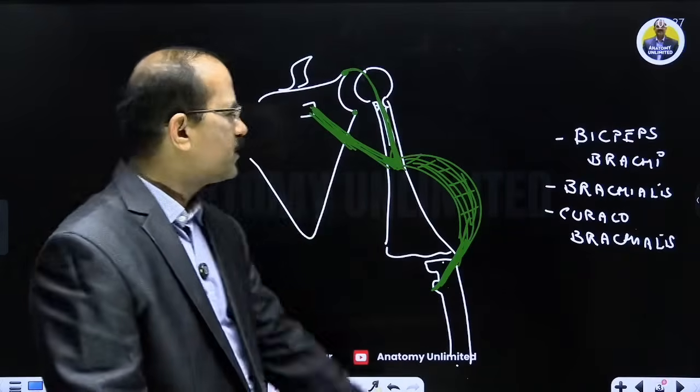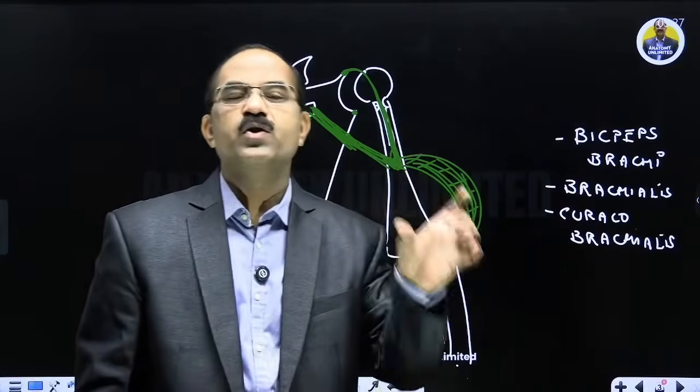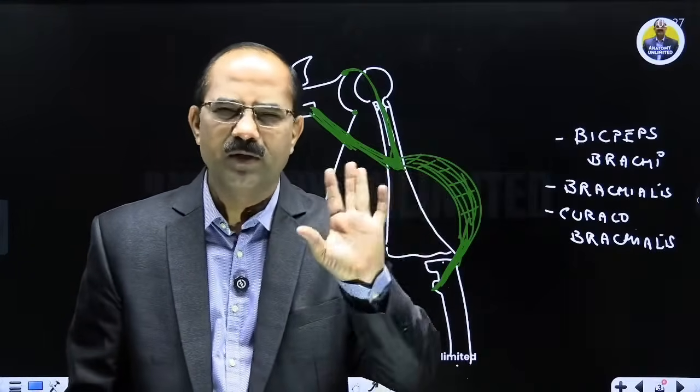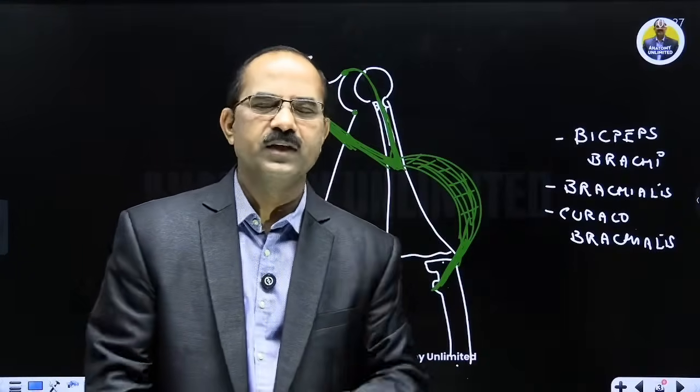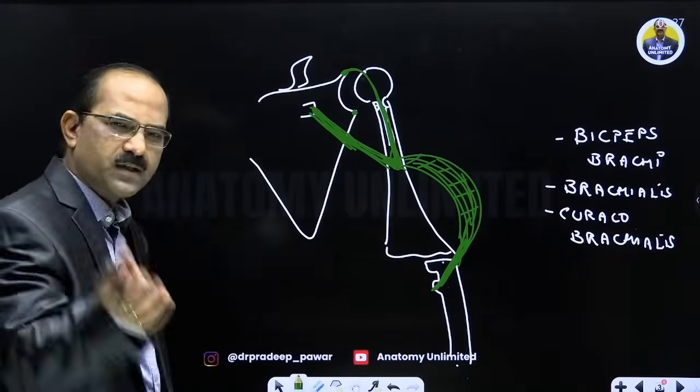That's about the biceps. नर्व सप्लाई क्या है इसका? मस्कुलोक्यूटेनियस नर्व. We'll see to it. अभी इसके बाद देखते हैं मस्कुलोक्यूटेनियस नर्व. ठीक है, fine. Now coming to the second muscle.